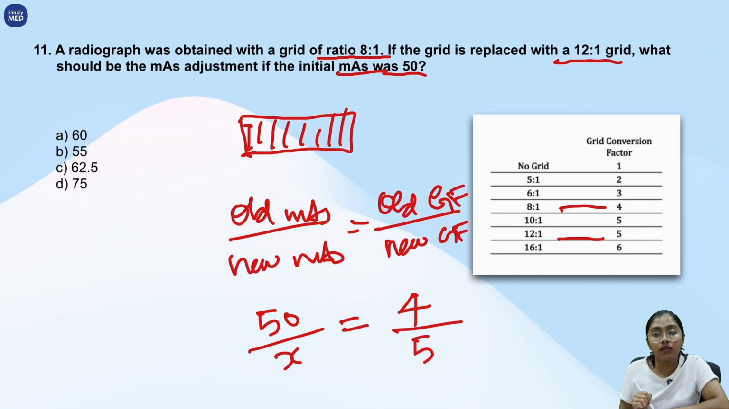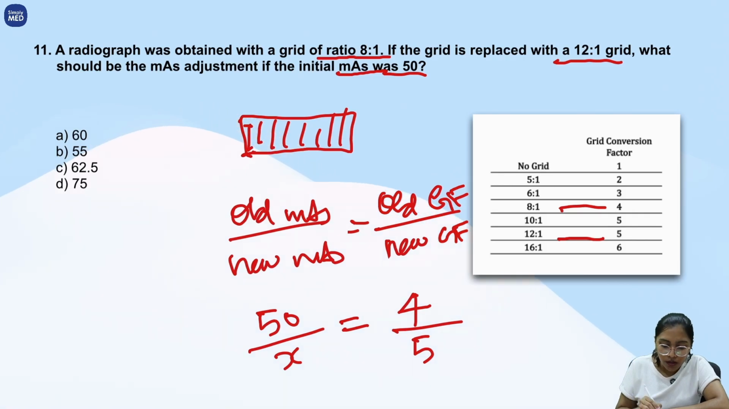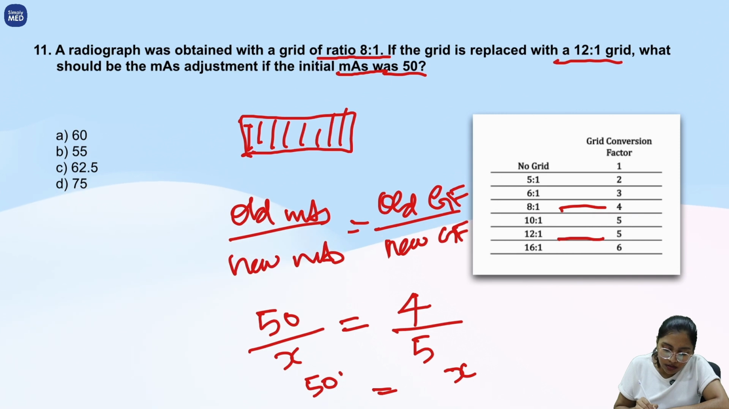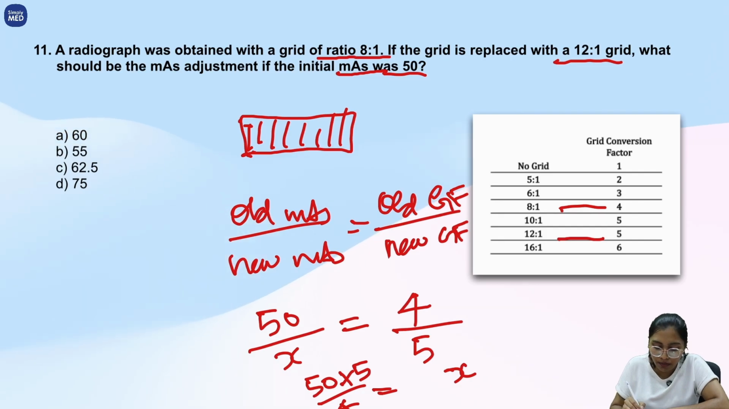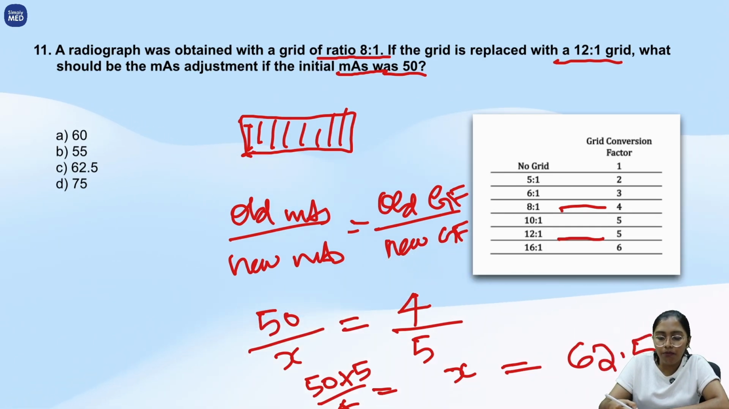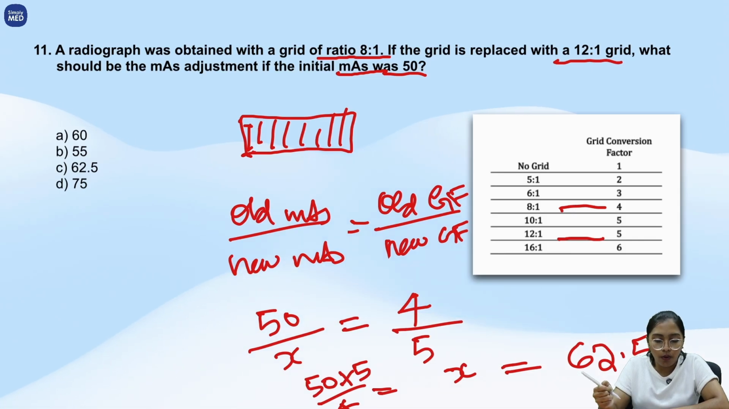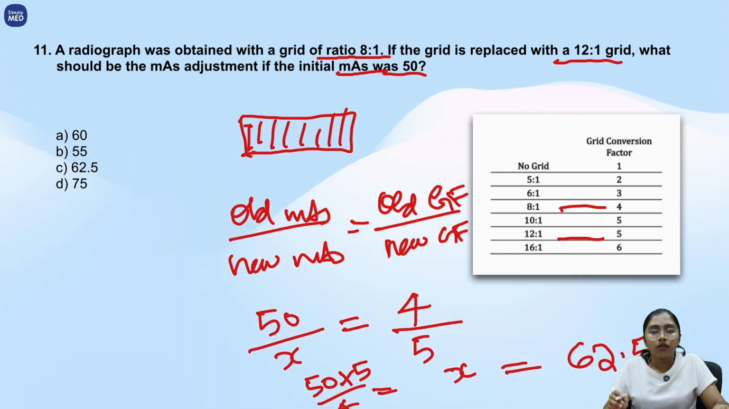So 50 by x is equal to 4 by 5. We can isolate the x to this side. So x will go to the upper side, 50. This 5 will come to this side, 50 into 5. This 4 will come downwards, by 4. So 50 into 5 by 4, 250 by 4, is equal to 62.5. Okay. So the new MAs should be 62.5. Okay. So I hope the equation is clear for you.